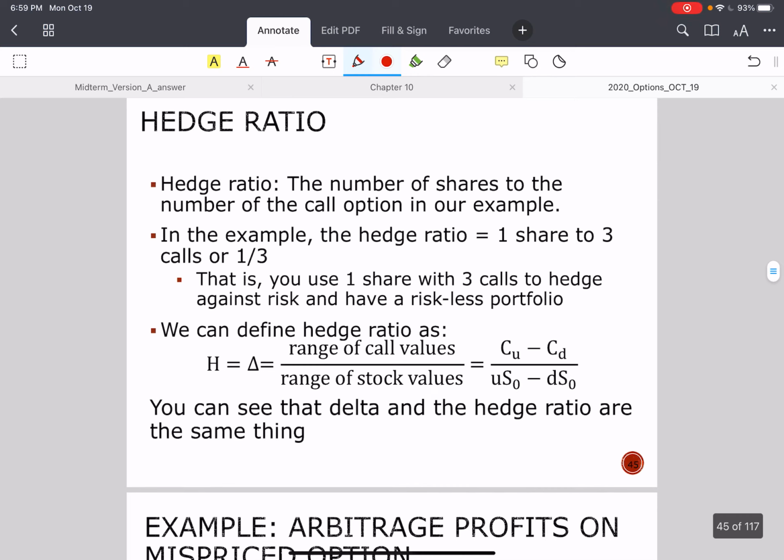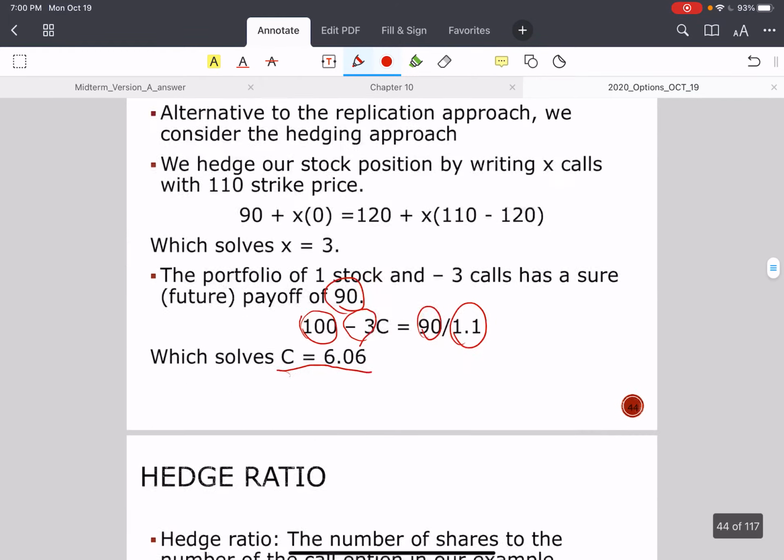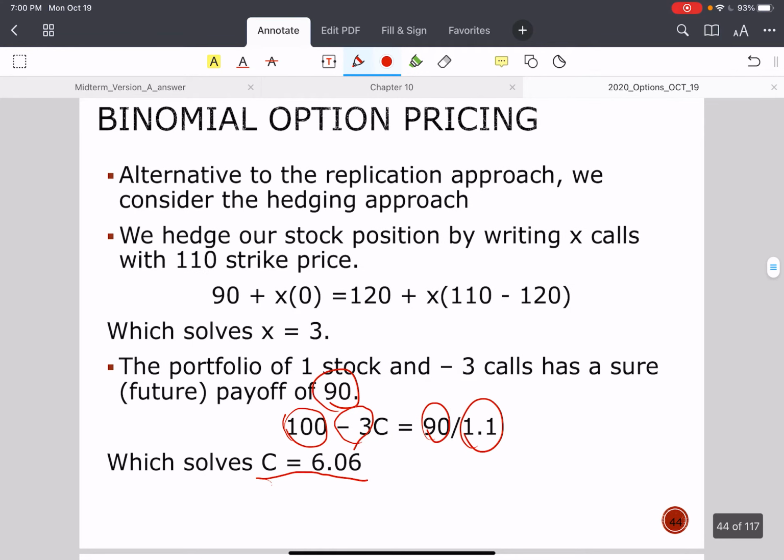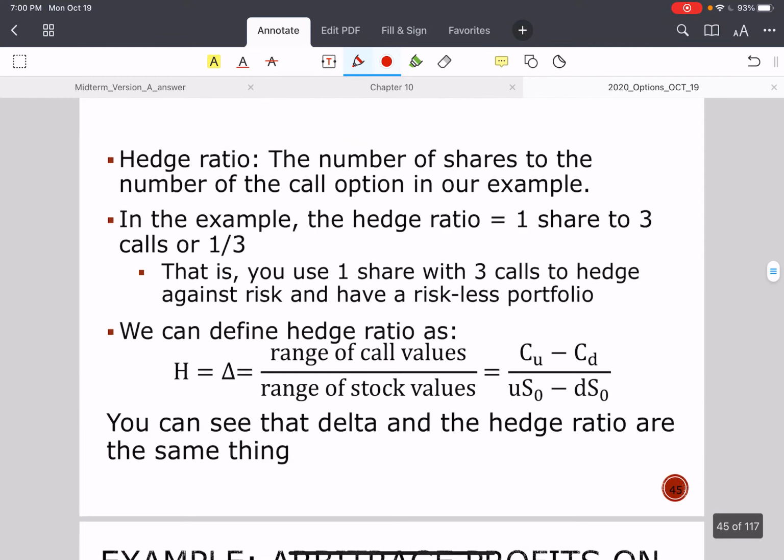A very important concept in this hedging approach is the hedge ratio. In this example, to put it simply, the hedge ratio is just the number of shares to the number of call options. For example, in this hedging portfolio, we have 1 stock with a short position of 3 calls. So in this case, you can see that the hedge ratio is 1/3.